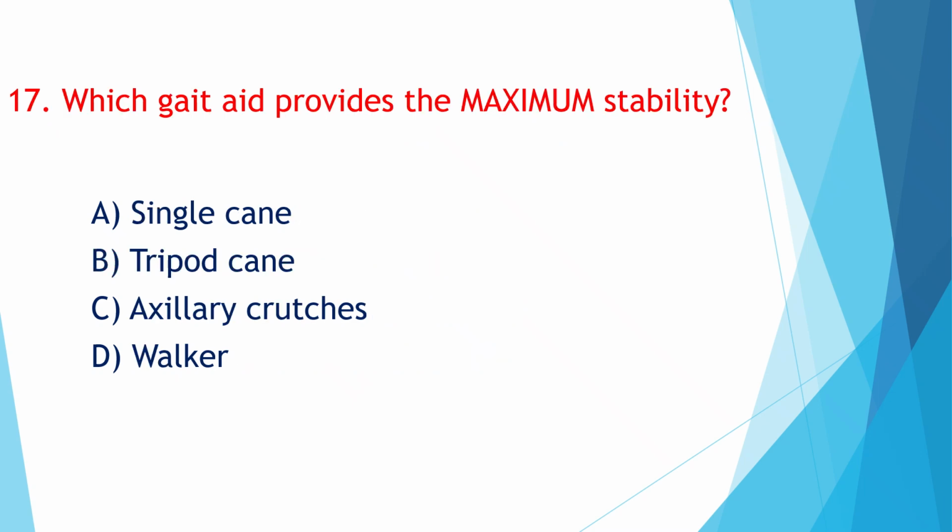Number 17. Which gait aid provides the maximum stability? A. Single cane, B. Tripod cane, C. Axillary crutches, D. Walker. So think about it. So the correct answer is Walker. Walker provides the largest degree of support.